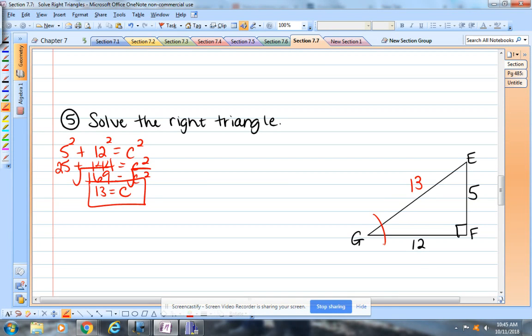And in case I messed up on that, you can use tangent to do opposite adjacent. I don't think I messed up because that came out to be too neat. If I want to use cosine, I would use 12 and 13. If I wanted to use sine, I would use 5 and 13. Does anybody have a preference on sine, cosine, and tangent? Tangent, okay. A tangent is opposite over adjacent. So tangent of angle G.